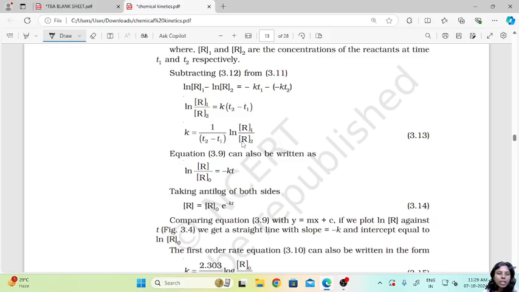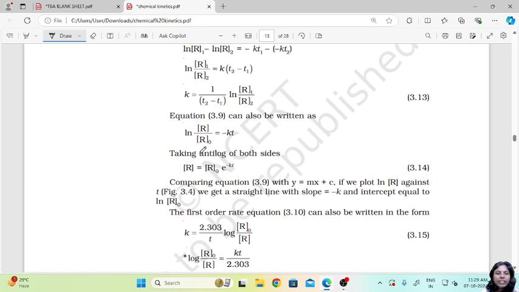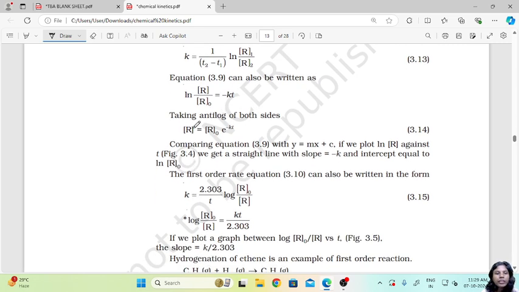So from this equation we can also write that ln of R0 upon R equals kt. If we take the antilog of this equation on both sides, the ln will go off and we'll have concentration of R equals concentration of R0 e raised to minus kt.